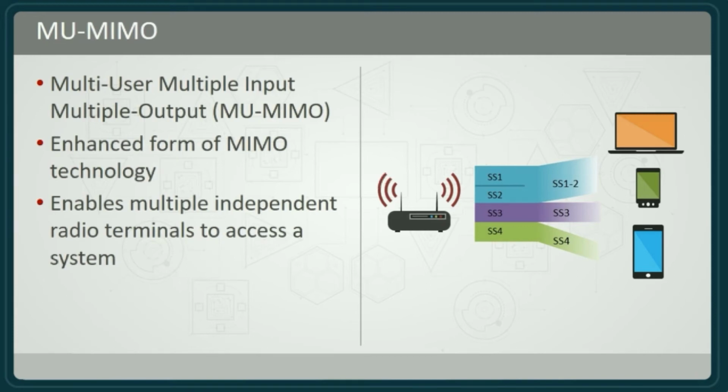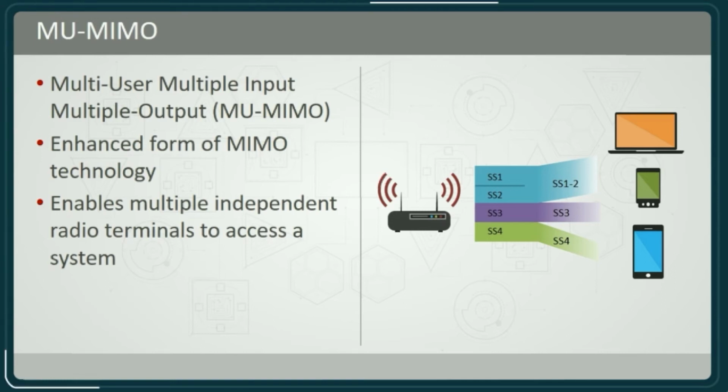This is an enhanced form of MIMO, and it enables multiple independent radio terminals to access a system. So it uses various algorithms and various methods of multiplexing to effectively allow simultaneous communication with multiple users. And you can see it can actually still use both. It can use the single session capabilities if and or when necessary.